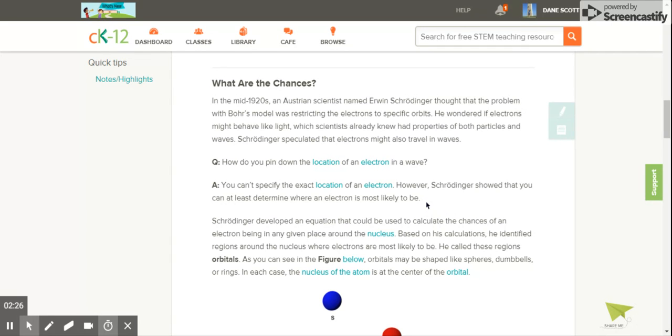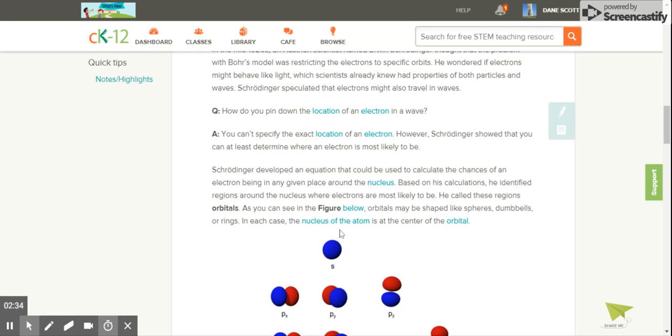However, Schrödinger showed that you can at least determine where an electron is most likely to be, so kind of like probability. Schrödinger developed an equation that could be used to calculate the chances of an electron being in any given place around the nucleus. Based on his calculations, he identified regions around the nucleus where electrons were most likely to be. He called these regions orbitals. Again, we will not learn too much about this, just know that this word exists.